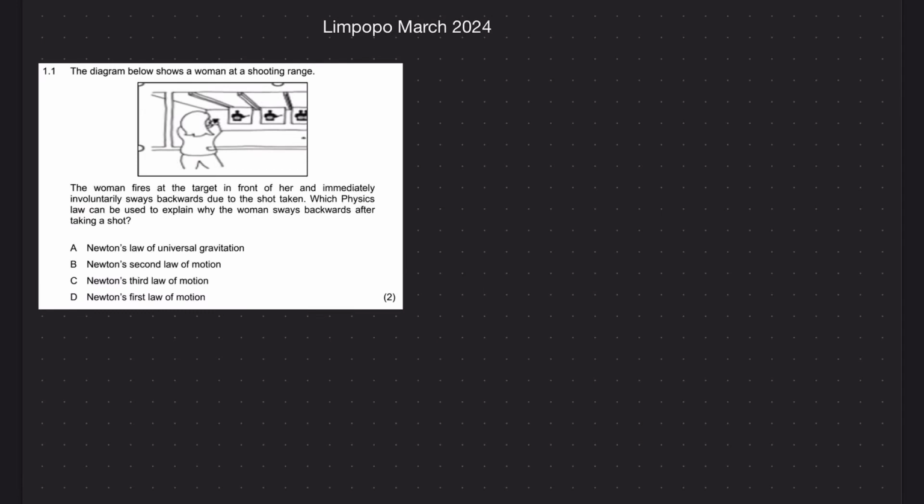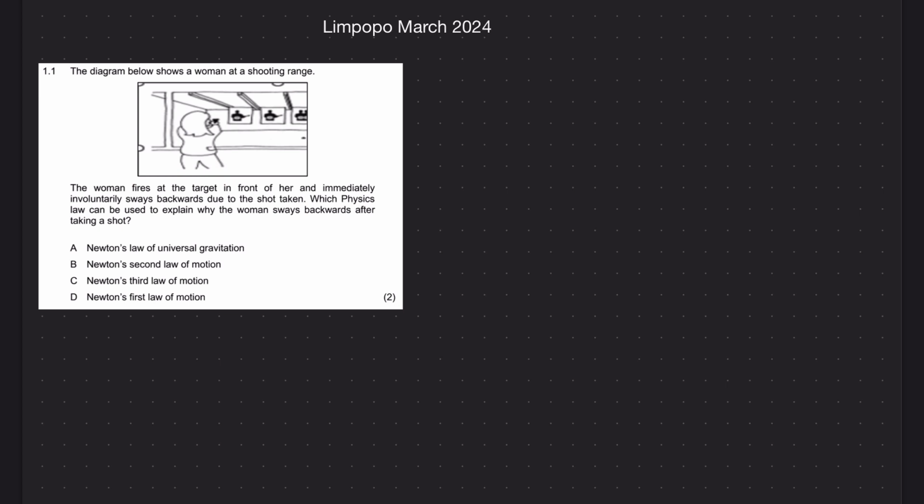Hello everyone. Let's look at the multiple choice questions from the Limpopo March 2024 Physical Sciences paper. Question 1.1 says, the diagram below shows a woman at a shooting range. The woman fires at the target in front of her and immediately, involuntarily, sways backwards due to the shot taken. Which physics law can be used to explain why the woman sways backward after taking a shot? So Newton's law of gravitation, second law, third law, or first law.